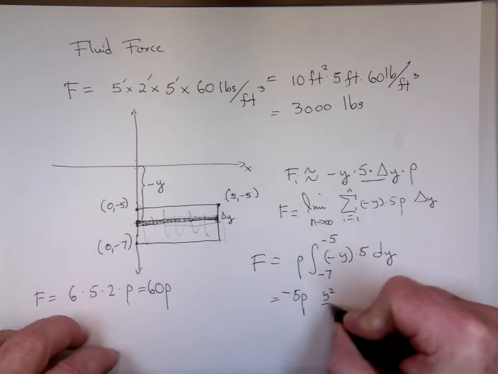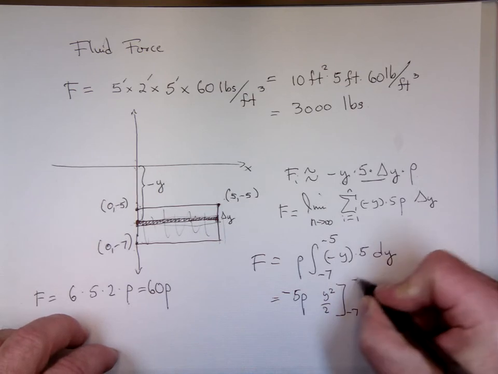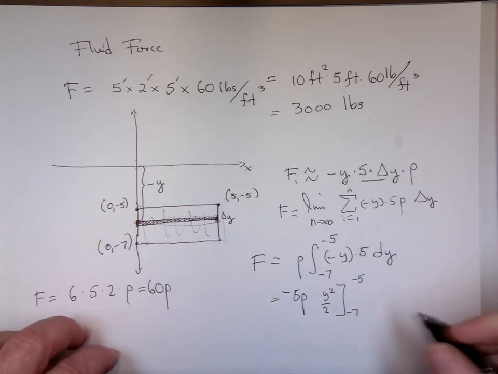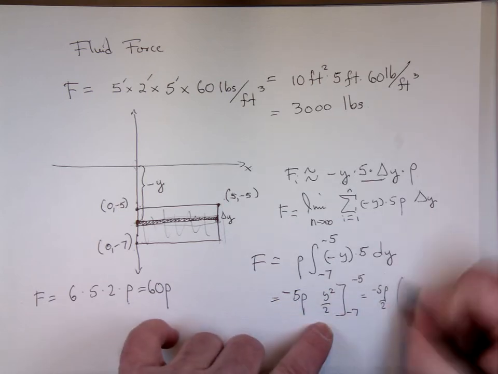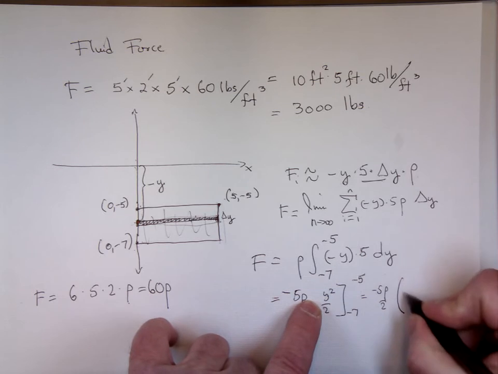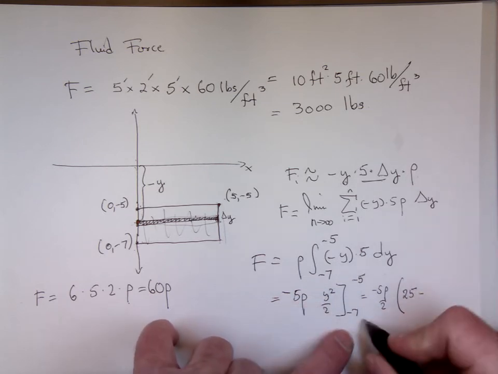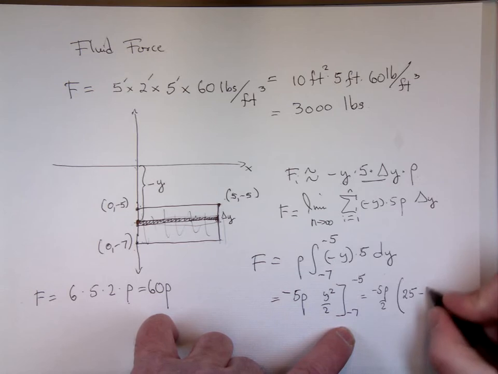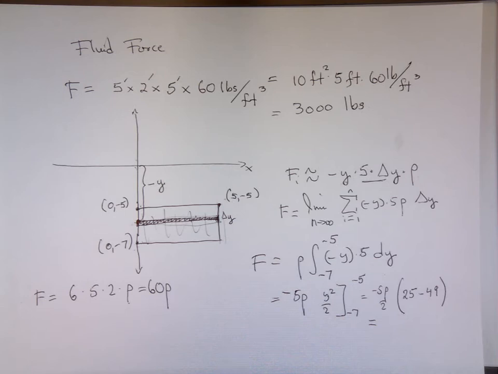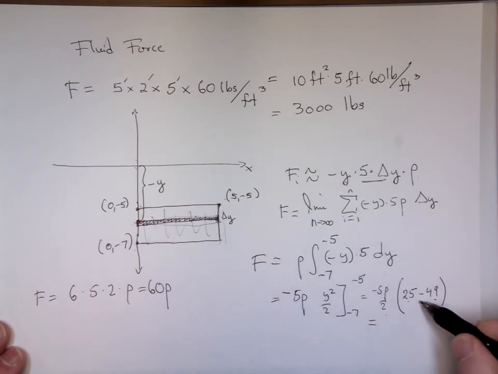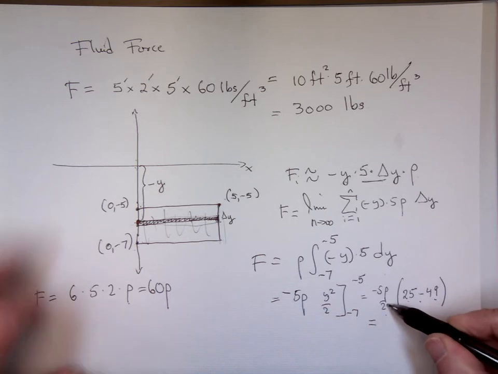Okay? So I'm going to get negative 5 rho over 2. I'm going to get negative 5 squared is 25, minus a negative 7 squared is 49. So, holy moly, what am I getting? 25 minus 49 is a negative 24, divided by 2 is a negative 12, times a negative 5 is what? 60 rho. This is what we got before again.